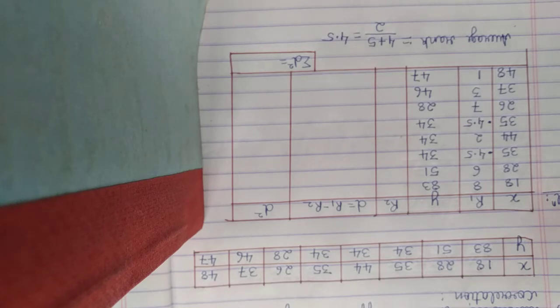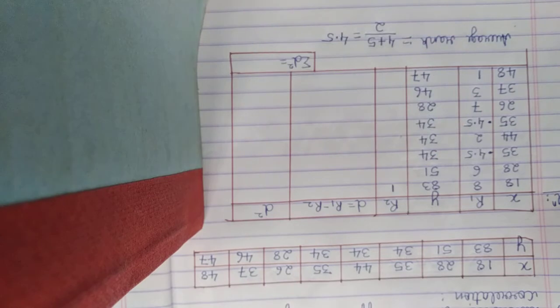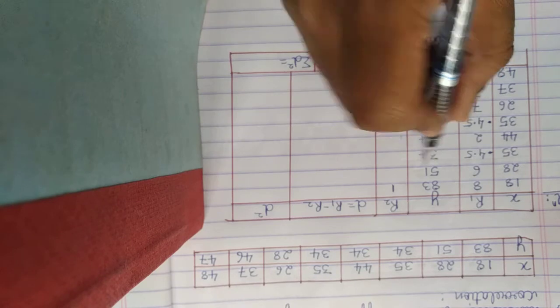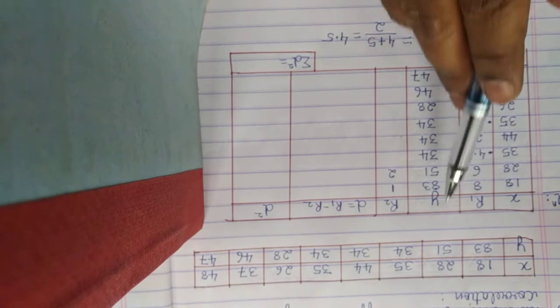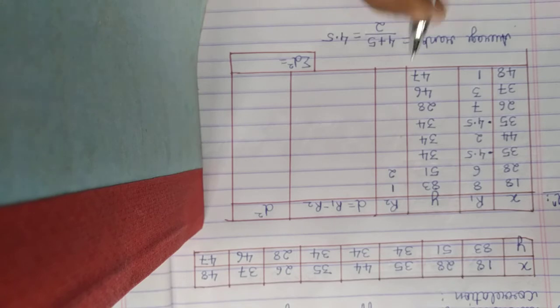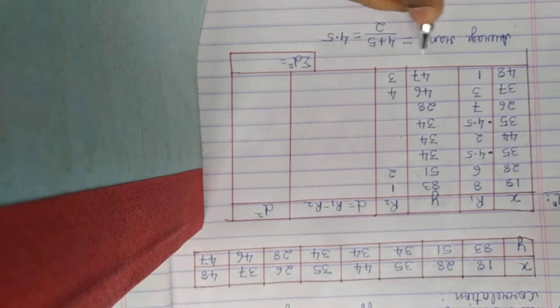Okay. Now let us give ranks to the variable Y. If these are 8 students and these are the marks obtained by them, the first rank will go to the person who has scored 83. The second highest marks is 51, so the second rank will be there. The third rank goes to the third highest value, which is 47. The fourth highest value is 46. The fifth highest value is 34.